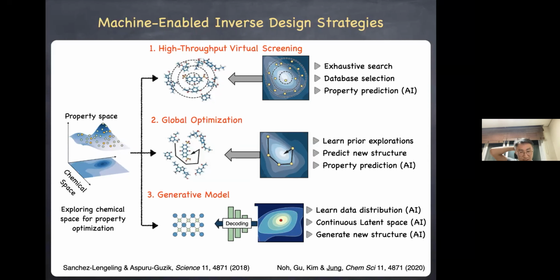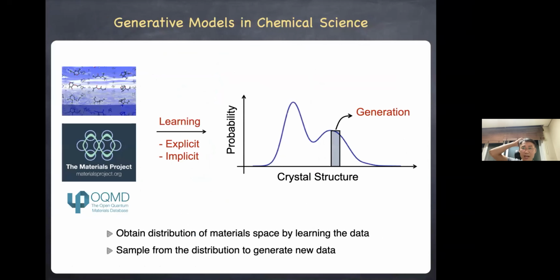The third category is the generative model, which I will focus on today. This is the most data-intensive approach. In a generative model, what we are trying to do is take the entire database and learn the distribution of data in the database. If you learn the distribution of the data, then you know where in the latent space you need to sample to get the optimal property. By sampling these regions intensively, you have a better chance of finding a novel material with the target property.